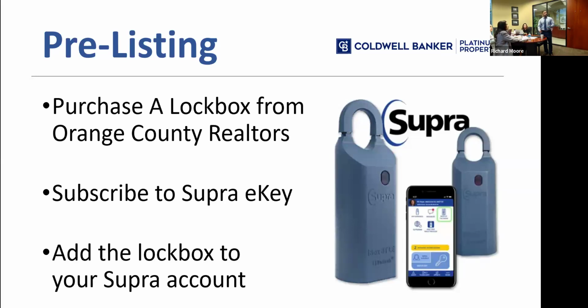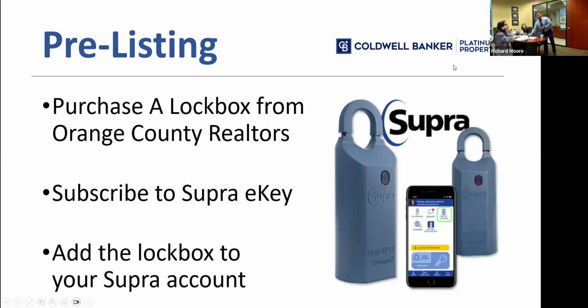And also, add the lockbox to your Supra account, so you can access the Supra website, I believe, through the Sierra MLS website. It'll allow you to log in to the lockbox itself. You have to add the lockbox to your account through Supra, and it allows you to set timing restrictions. For example, let's say you only want people to show the property between 9 a.m. and 2 p.m. You state that in the MLS, and so nobody can open the lockbox outside of those hours. So let me show you how this works.